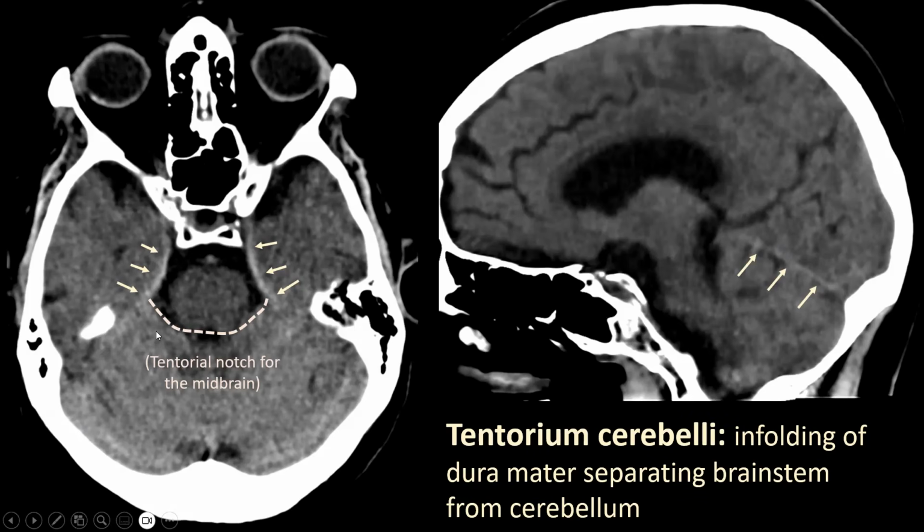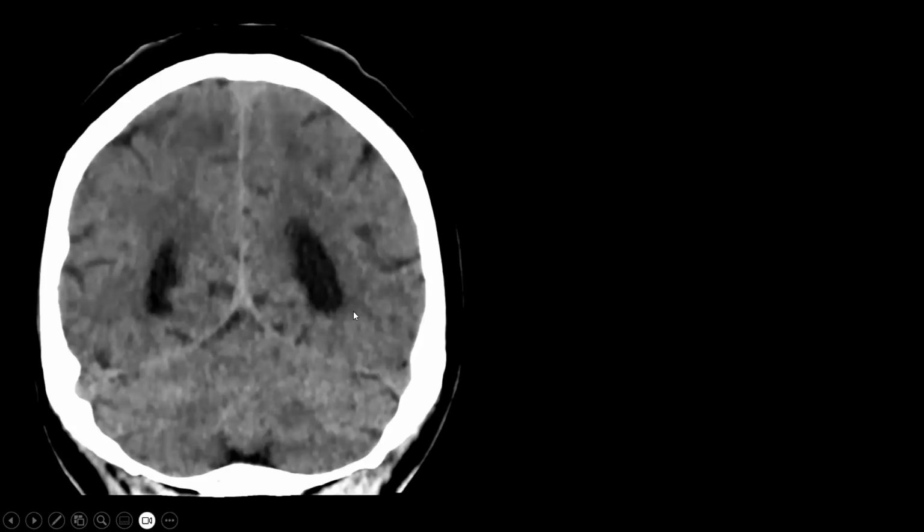And it's an important opening because, as we will see when we talk about brain herniation, in cases of increased intracranial pressure, or when there's a space-occupying lesion located in the supratentorial brain compartment, this can lead to herniation of brain parenchyma through the tentorial notch, causing compression of the brainstem.